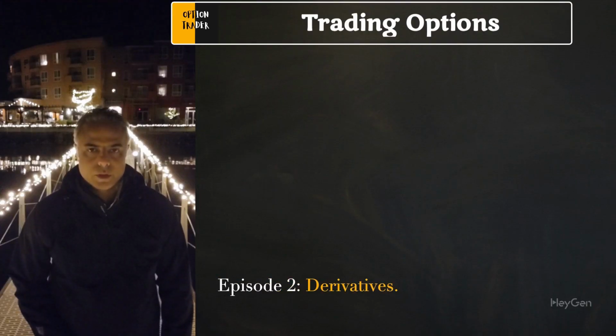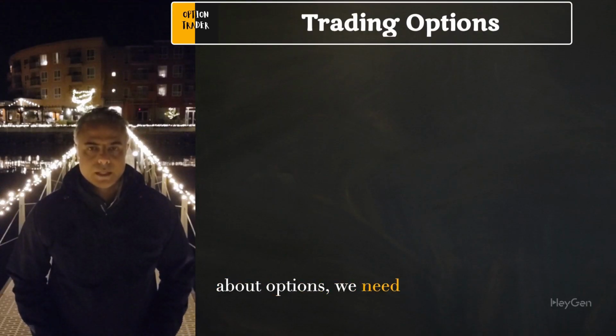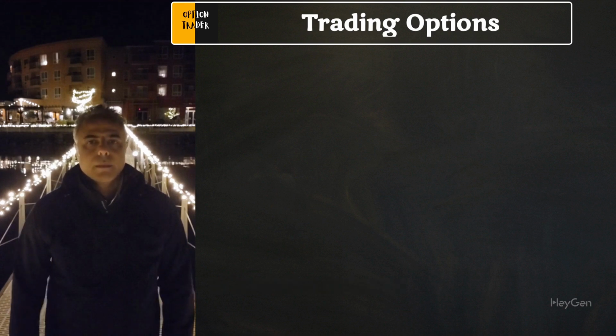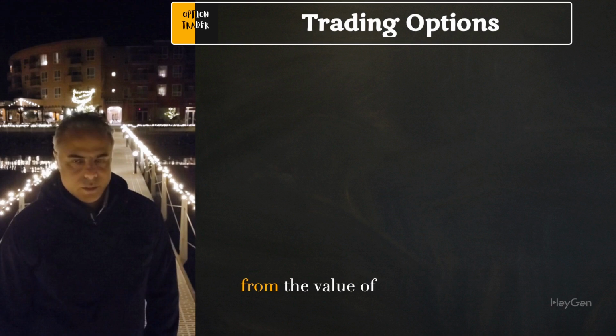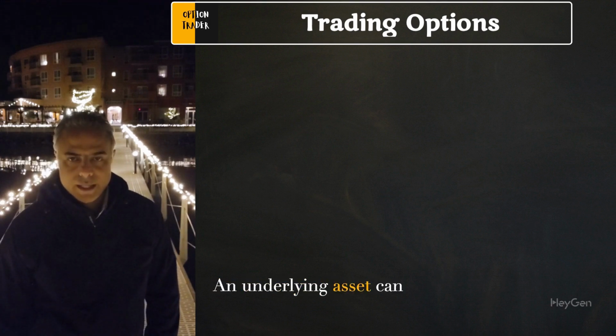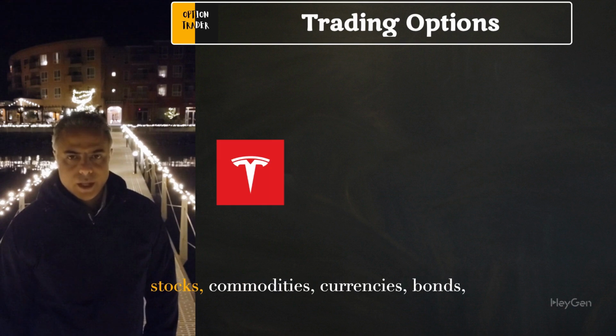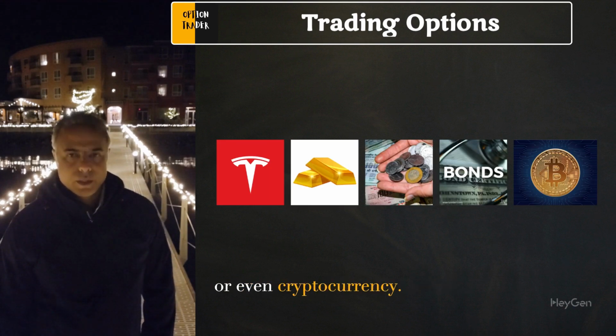Episode 2, Derivatives. Before we begin learning about options, we need to know what derivatives are. Derivatives are financial instruments whose value is derived from the value of an underlying asset. An underlying asset can be anything, such as stocks, commodities, currencies, bonds, or even cryptocurrency.